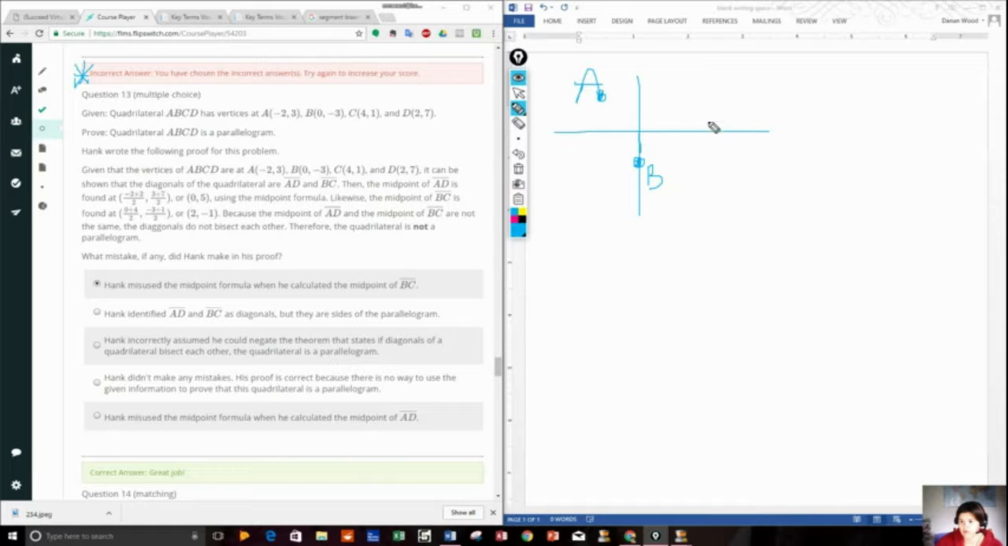C is at 4, 1. And D is at 2, 7. Okay, so there's our quadrilateral.